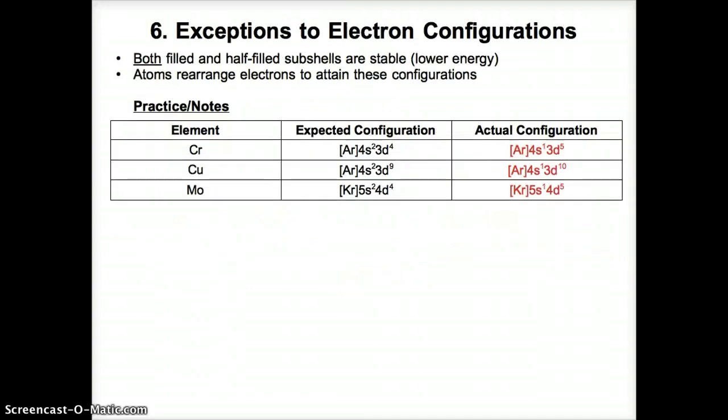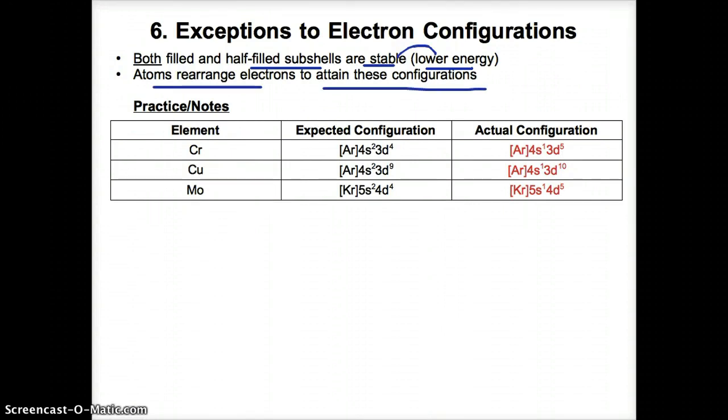Last, let's discuss exceptions to electron configurations. Sometimes expected electron configurations deviate from what's actually seen. This is because half-filled and filled subshells are considered more stable as they lead to lower energy overall. So atoms will tend to rearrange their electrons to attain these more stable configurations.